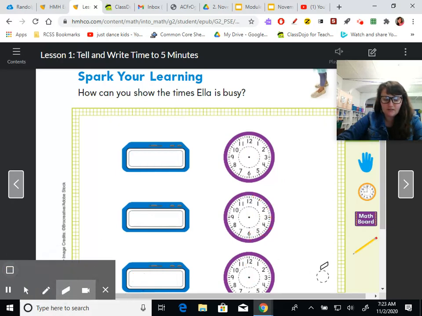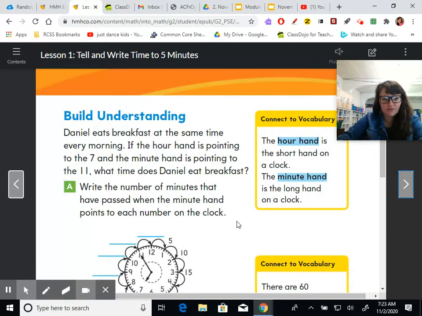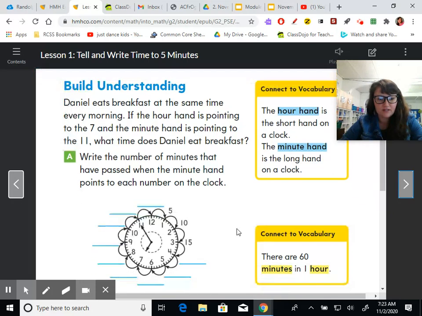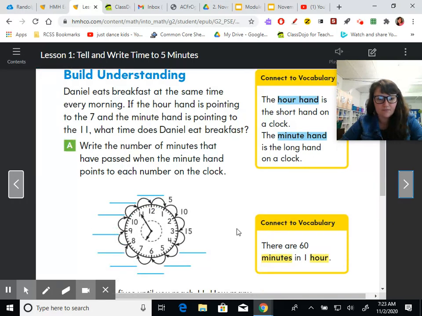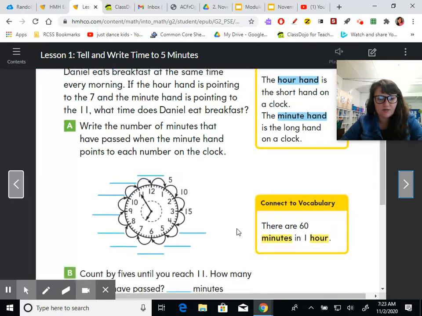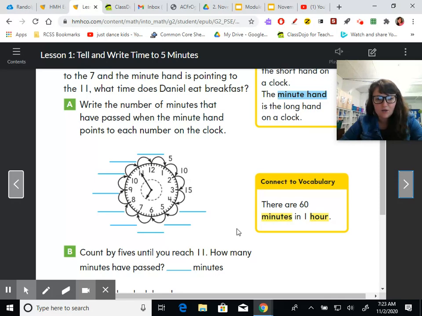All right, so let's move on. Next one, build understanding. Daniel eats breakfast at the same time each morning. So if the hour hand is pointing to the 7 and the minute hand is pointing to the 11, what time does Daniel eat breakfast? All right, so then it says write the number of minutes that have passed when the minute hand points to each number on the clock.